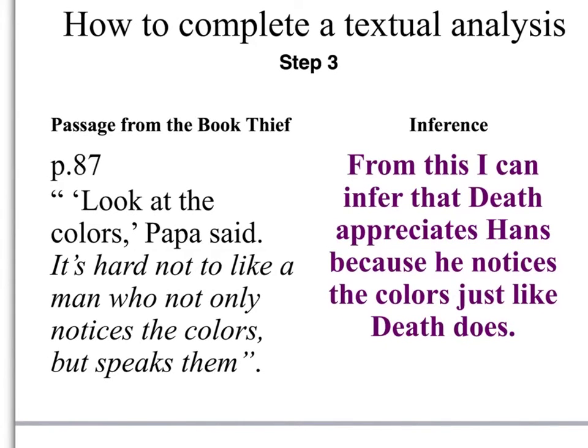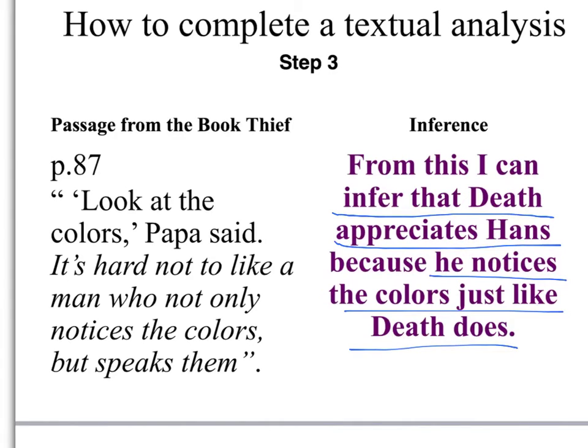And it says, "Look at the colors," Papa said. "It's hard not to like a man who not only notices the colors, but speaks them." So from this passage, I can infer that Death appreciates Hans because he notices the colors just like Death does. So if you remember at the beginning of the novel, Death talks a lot about the colors and how they are a distraction for him. So he has something in common with Hans, so we can infer that he actually really does like Hans Huberman as a person.